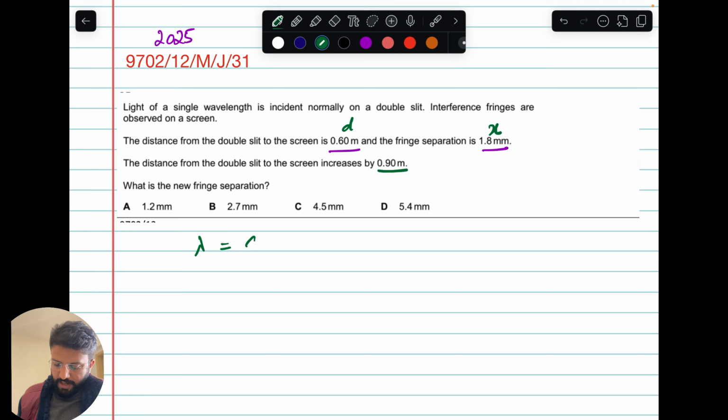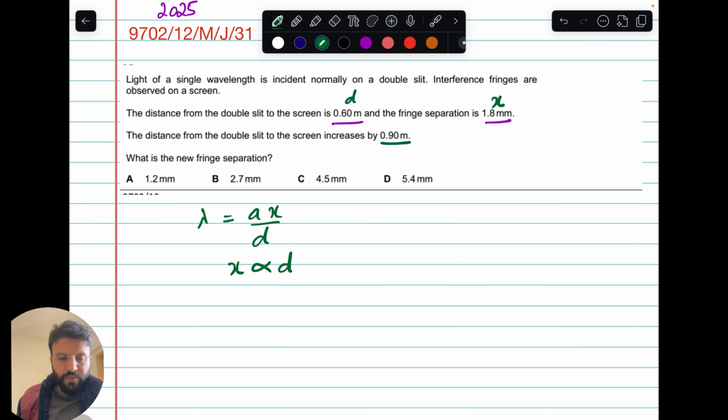So the basic relation is lambda is equal to ax over d. As we know, x is directly proportional to d, so we can use the ratio and proportion method as well. Let's suppose when x was 1.8, the d was 0.6. Now d is increased by 0.9. So 0.6 was already there, 0.9 is increased. What will be the new x? The new d is basically 1.5.